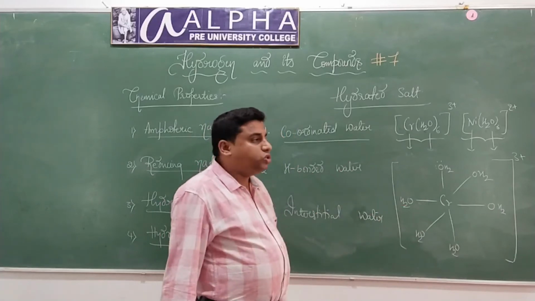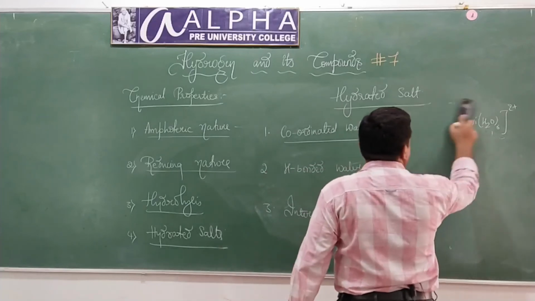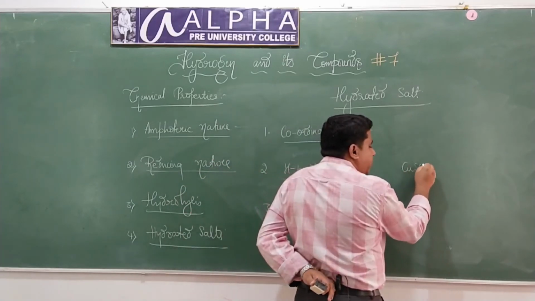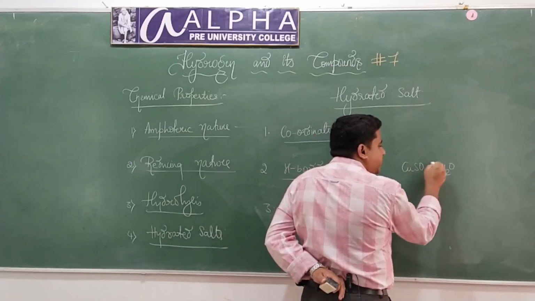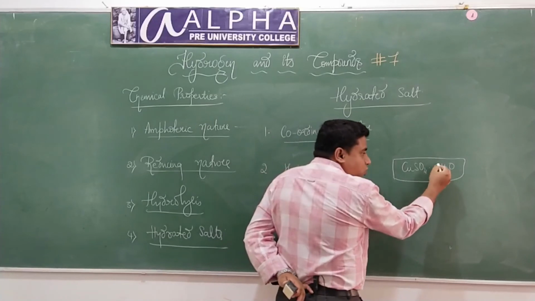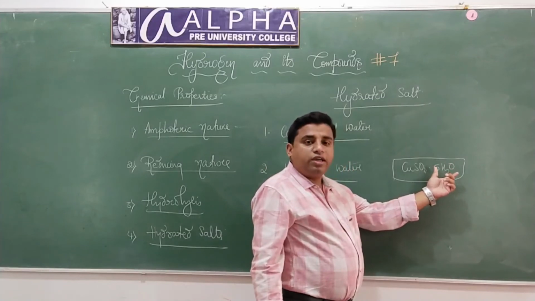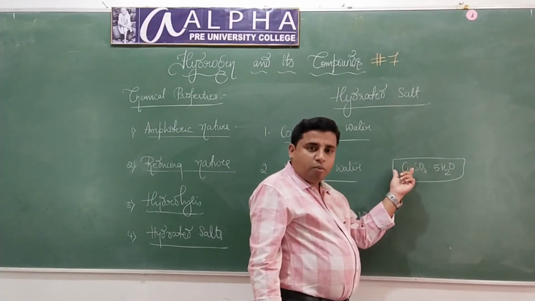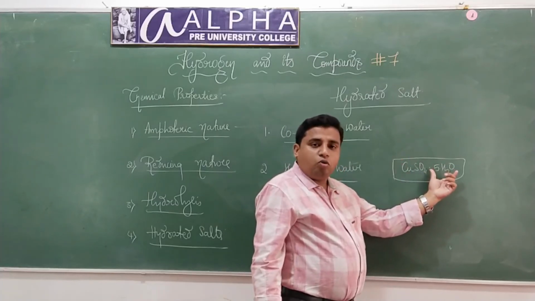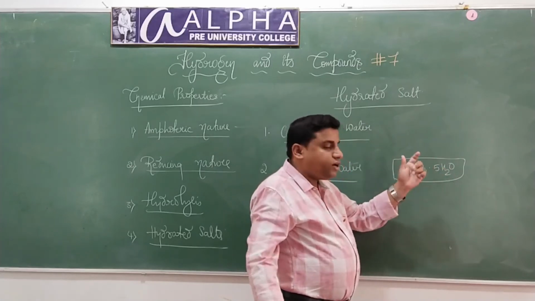Next, hydrogen bonded water. What do you mean by hydrogen bonded water? If I consider this example, CuSO4.5H2O, I told you this is water of crystallization. Out of these 5 water molecules, 4 water molecules will form coordinate bonds with copper, and 1 water molecule will form a hydrogen bond with sulfate.